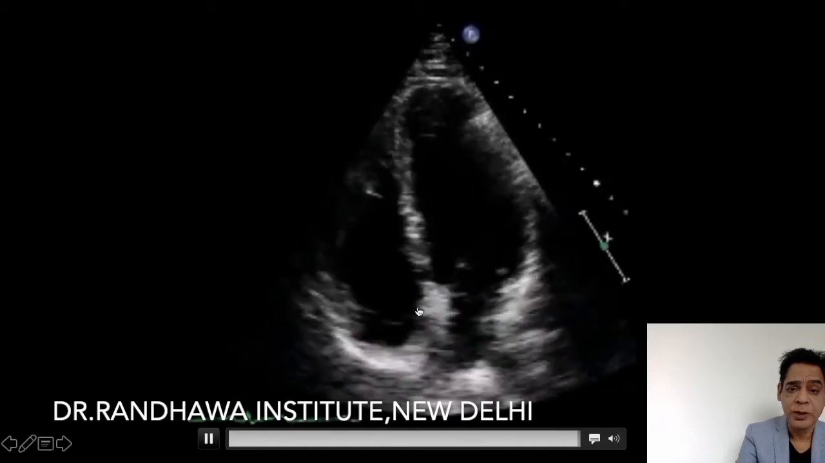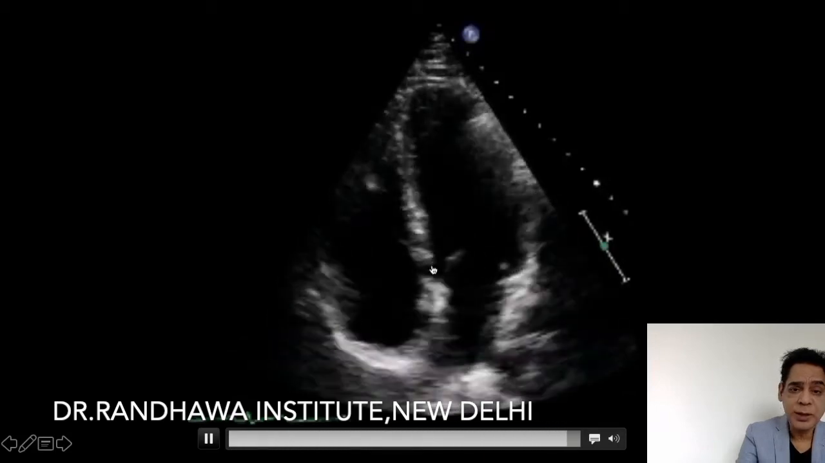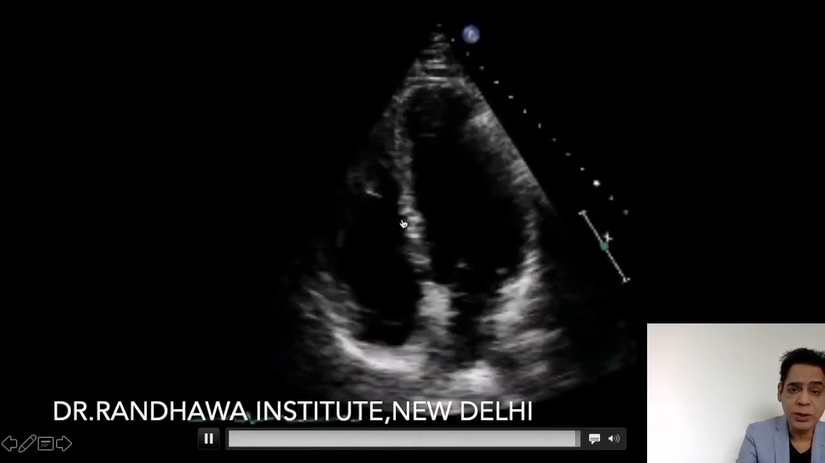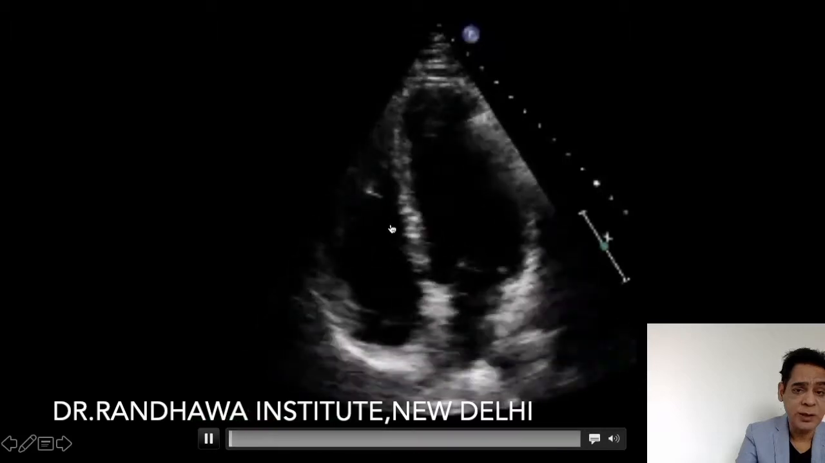Now let us see to the connections. Now I know that this is the right atrium and this is the left atrium. Now next thing which I have to see is whether the right atrium is connected to the right ventricle or not. Now let us see here.